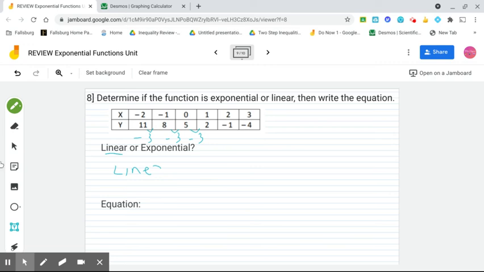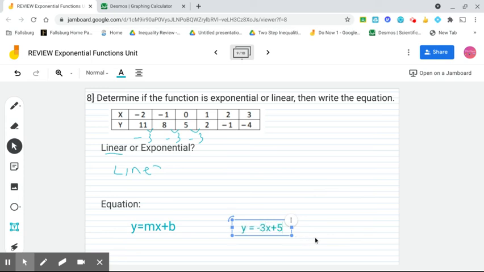So the equation, remember, is y equals mx plus b. Let's see if I could type. Okay, I'll type it in. Y equals mx plus b. So b is our y-intercept. Our y-intercept is where x is 0, so we're going to plug in a 5 there. And m is going to be what we're adding or subtracting by. So our final equation is y equals negative 3x plus 5.